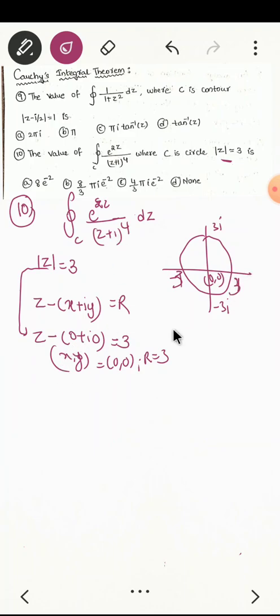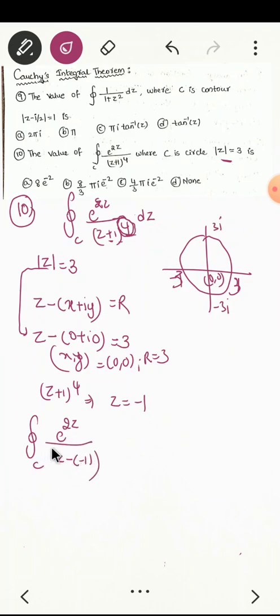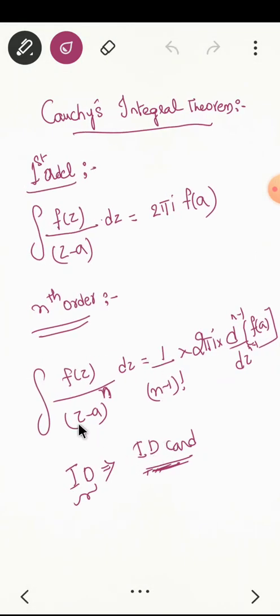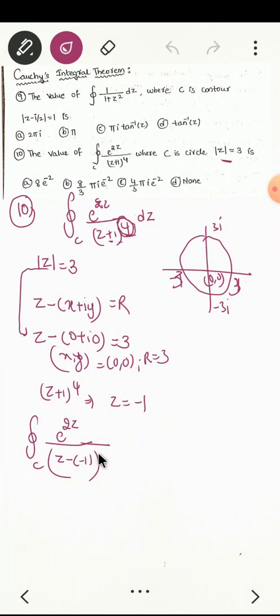Now (z plus 1) whole raised to power 4: z is equal to minus 1, four times. Z equal to minus 1 is inside the contour only, and this is (z minus a) whole power n. This is the nth order Cauchy's integral formula. So the integral over c of e raised to power 2z by (z minus of minus 1), because z minus a should be the formula. We have done this already. So the minus should be there in between. That's why I have written z minus of minus 1, whole power 4, dz.